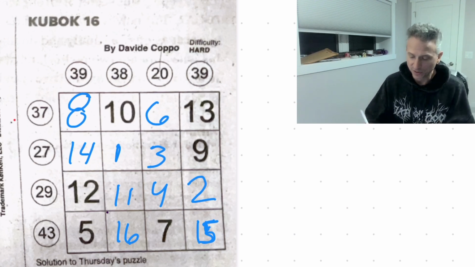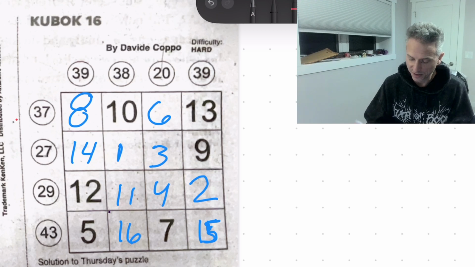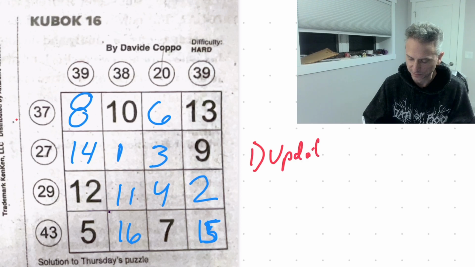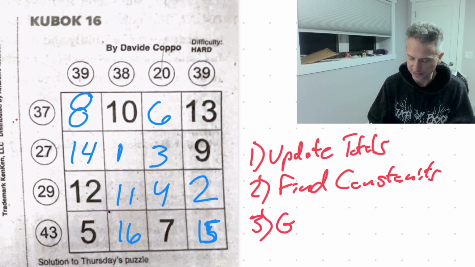So there you go. Just in case you're wondering again, I should have kept them up there, but I was just going ahead, always cleaning things up. And so 1 was update totals. 2, find constraints. Or actually, it was only 3 things. 3, grind, or plug and play, whatever you want to call it.